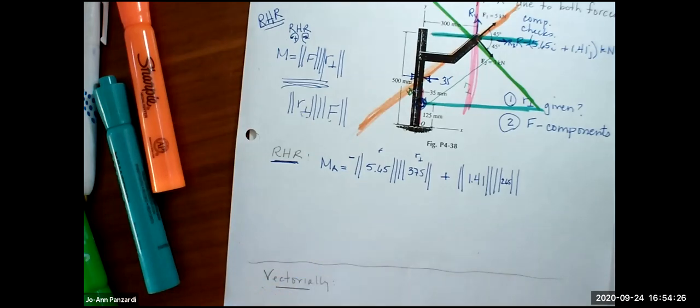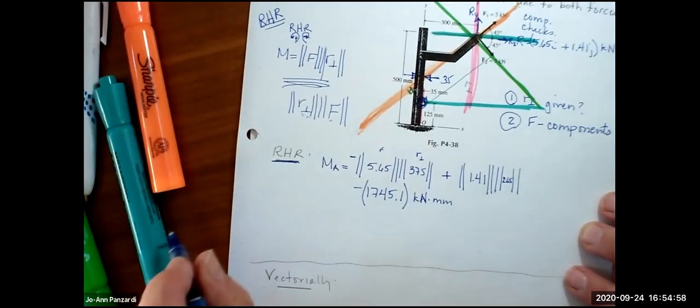Okay, 5.65. Did somebody get an answer yet? Come on, you guys, you're supposed to be faster than me on this. I think it's negative 1745.1. I agree. Great. And what units? Kilonewton millimeter. Is that an acceptable unit, or should we move it to meters? It's fine. You could move it to meters, though.